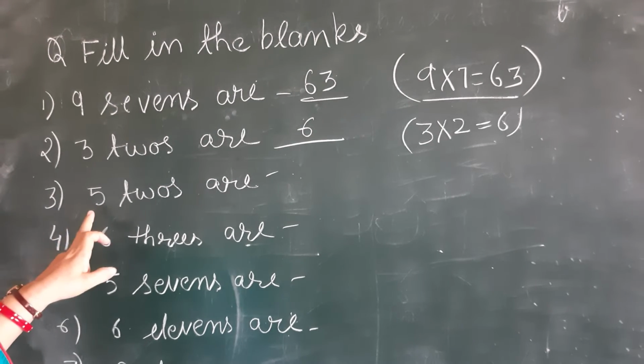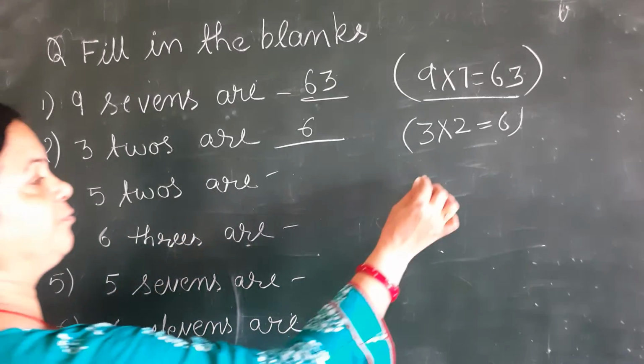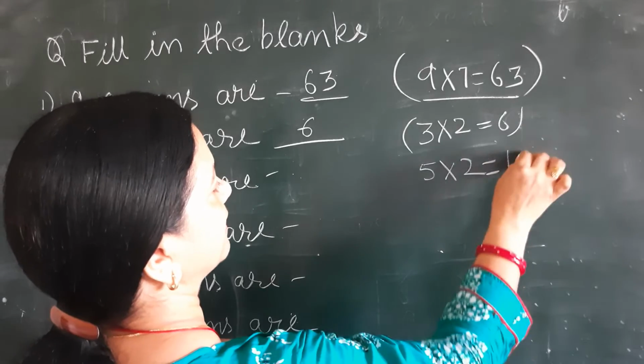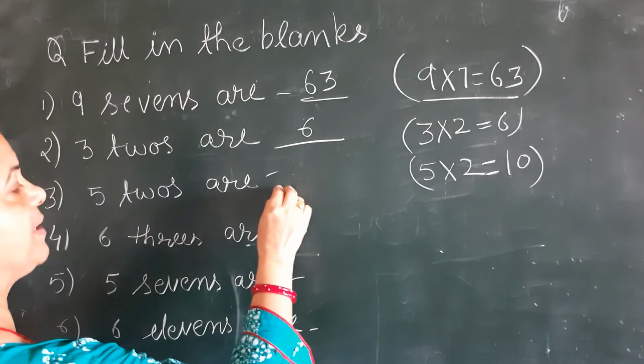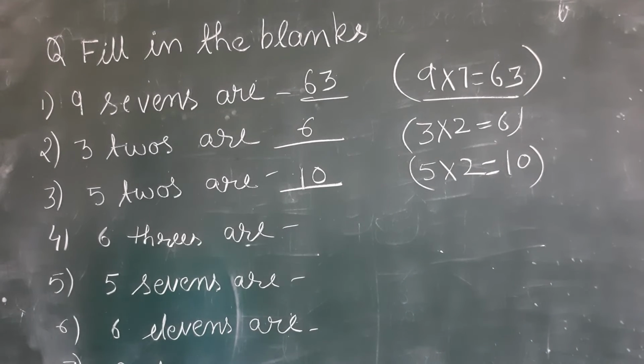Now the 5 2's are. What we will do? We will multiply this 5 by 2 is equal to 10. Okay, student. So what will come here? 10 will come. In this way we will get our answer.